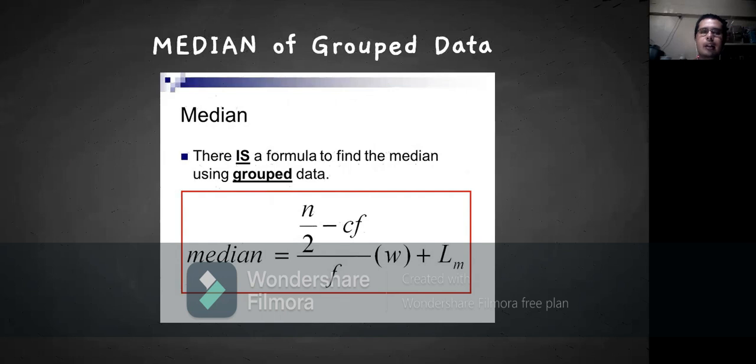So here's the formula for the median for grouped data. That's n over 2 minus the cumulative frequency preceding the median class, over the frequency of the median class, multiplied by w, or the class size i, plus the lower boundary of the median class.